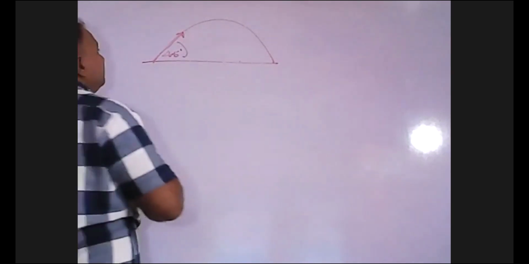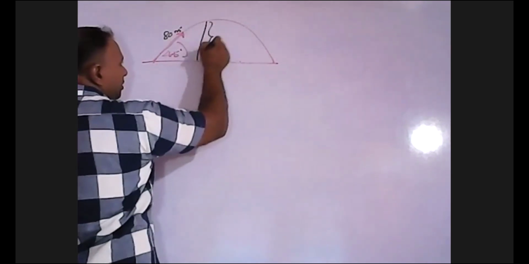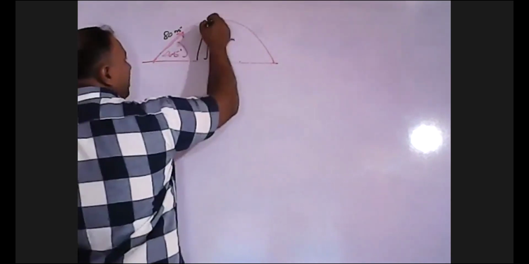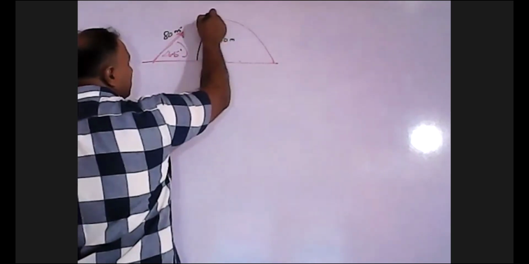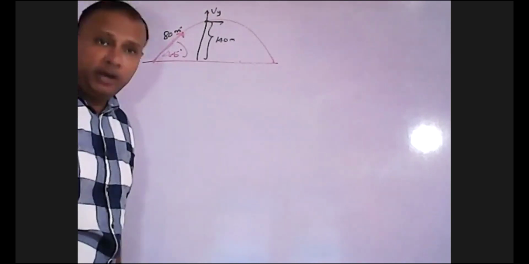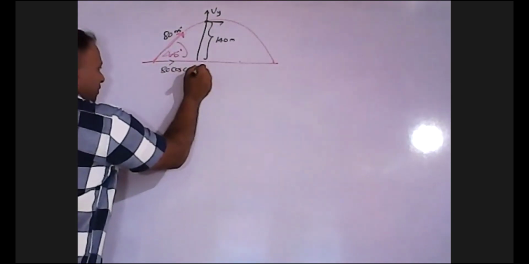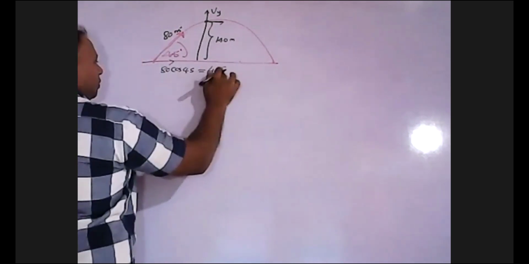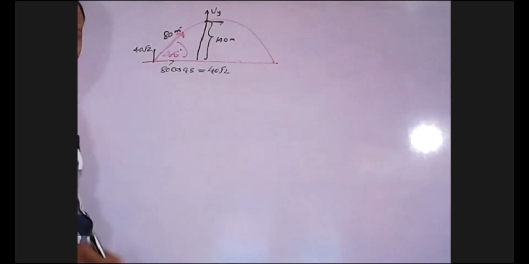What is the initial velocity? 80. If the ball passes 140 meter height, what is the velocity of it? If you want to find the velocity, then you have to find the y component. You know the x component, that is equal to 80 cos 45. 80 cos 45 means 40 root 2. Therefore, the horizontal component is 40 root 2, because sin 45 and cos 45 are equal.